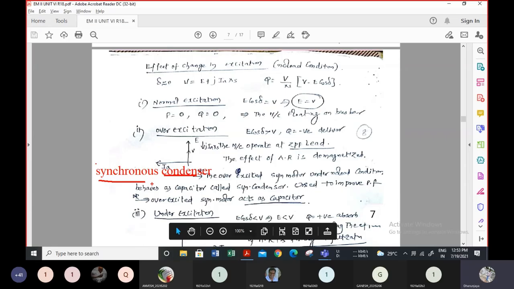Okay, I repeat. When a synchronous generator is converted into a synchronous motor, or when the synchronous machine is operating as a motor under no load condition. So the first condition is motor, the second condition is no load, and the third condition is over excitation. Motor, no load condition, over excitation. With all these things, what is going to happen here?